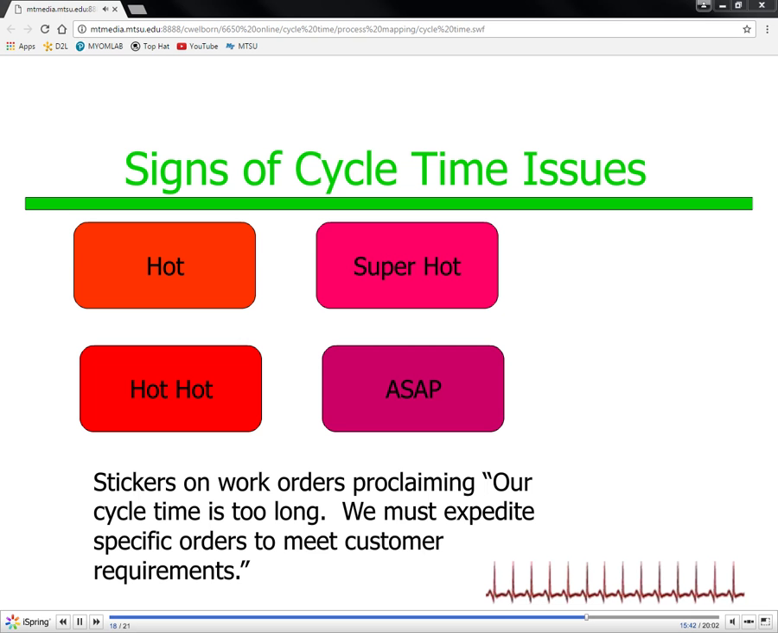If you just put a job in at the beginning of the system and let it flow through naturally, it's going to take too long. So what you do is you expedite specific orders to meet customer requirements. But when you expedite those specific orders, what you're doing is taking other orders and pushing them to the back of the line. So your average cycle time doesn't change. It's just that you show that, hey, we can take one product or one job and we can speed it through the system, but then all the other jobs get slowed down. And that is absolutely a sure sign that you have cycle time problems.